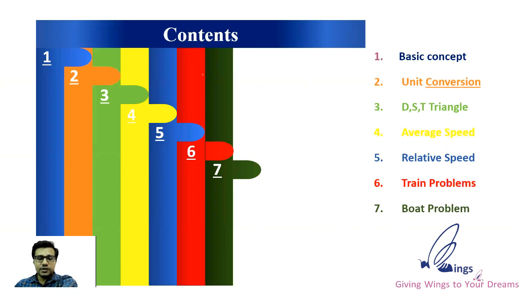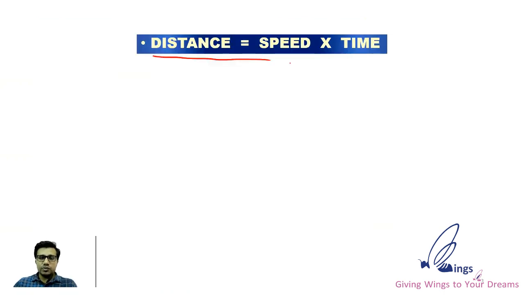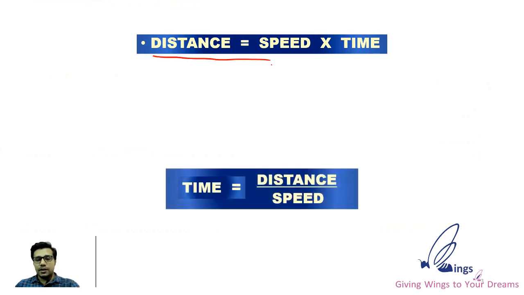Let us start with the basics first. Distance is equal to speed into time, or you can say speed is equal to distance by time. Here the unit of speed is kilometer per hour or meter per second. That's the standard one, but we can also use kilometer per second, kilometer per minute.